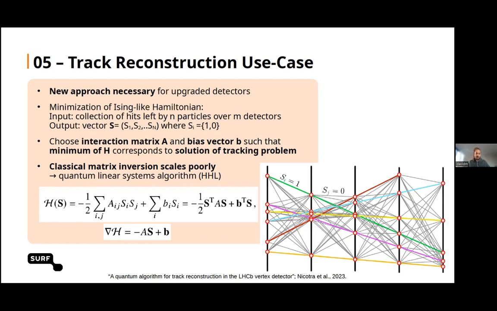And so now in order to be able to use the quantum algorithms, we have to choose an interaction matrix A and a bias vector B such that the minimum of H corresponds to the solution of the tracking problem. And the classical matrix inversion that they tried first has similar performance in terms of precision to the current approach, but it scales much worse in the system size. So they wanted to see, can we use quantum linear systems algorithms, for example, HHL?